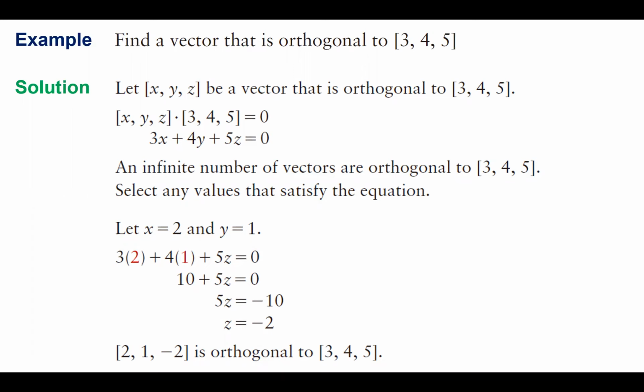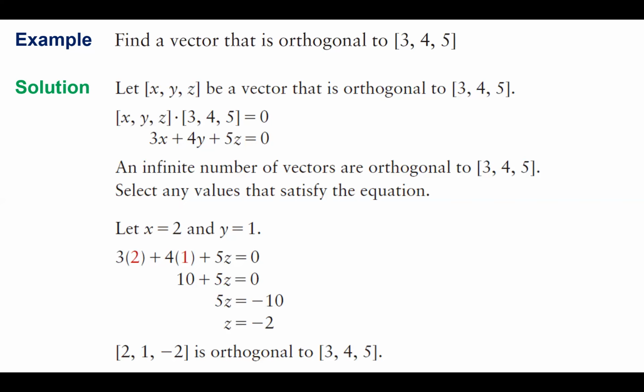Note that in 3 space, an infinite number of vectors can be orthogonal to 3, 4, 5, right? We can then select any values that satisfy this equation. We can simply let x equals 2 and y equals 1, then solve z equals -2. Therefore, we can find a vector 2, 1, -2, which is orthogonal to 3, 4, 5.